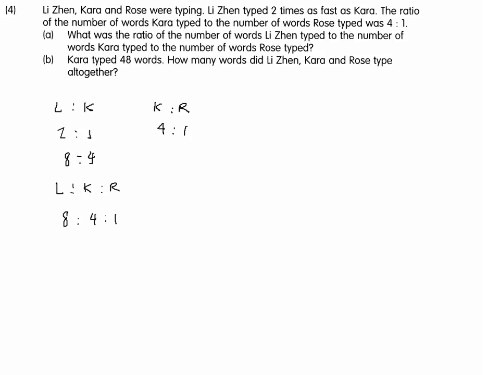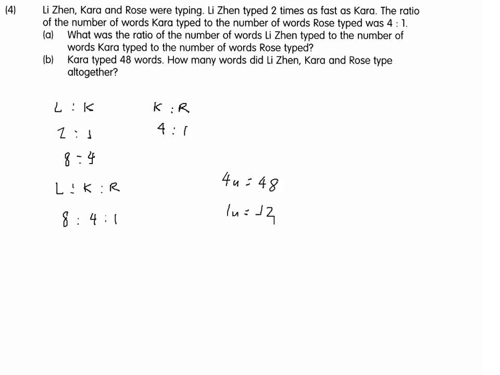Okay, next. Kara typed 48 words. How many words did Li Zhen, Kara, and Rose type all together? So now, form the equation for me, Gabriel. Four units equals 48. And when 4 units equals 48, what is 1 unit? 12.